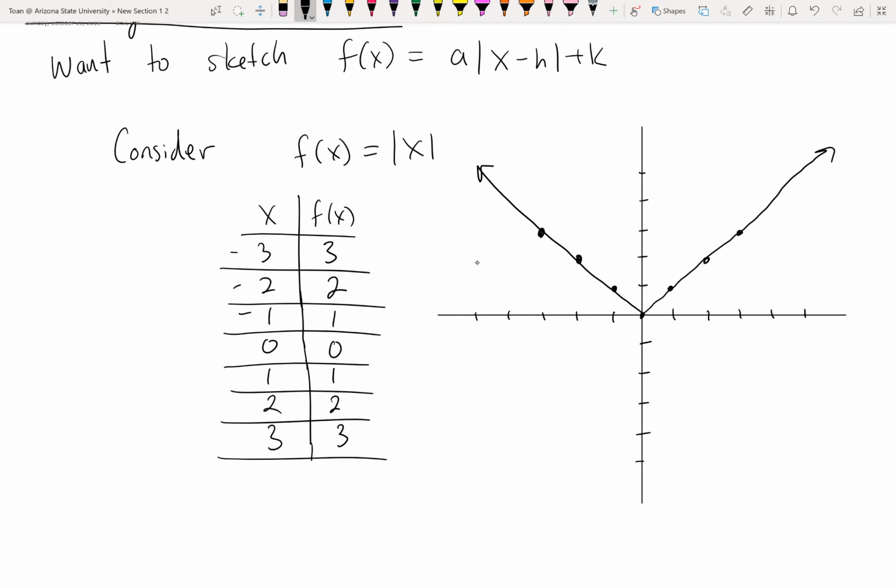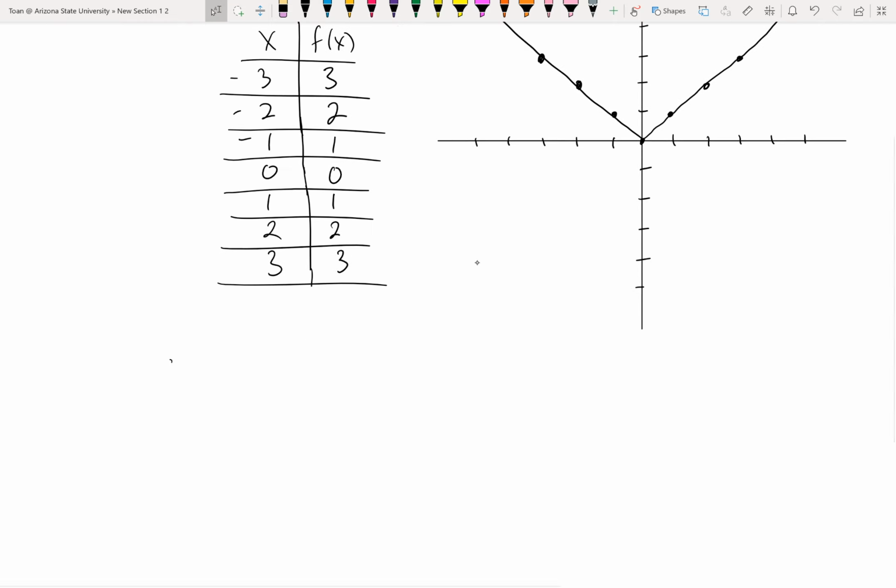Now that was pretty easy, making an XY table, but I don't want to make XY tables all day long. What if the equations were more complicated? What if they were of this form? It turns out that every single piece in this general format plays a role in changing the way it graphs. Let's go ahead and rewrite it again. Every single absolute value function that we're going to sketch will be of this form.